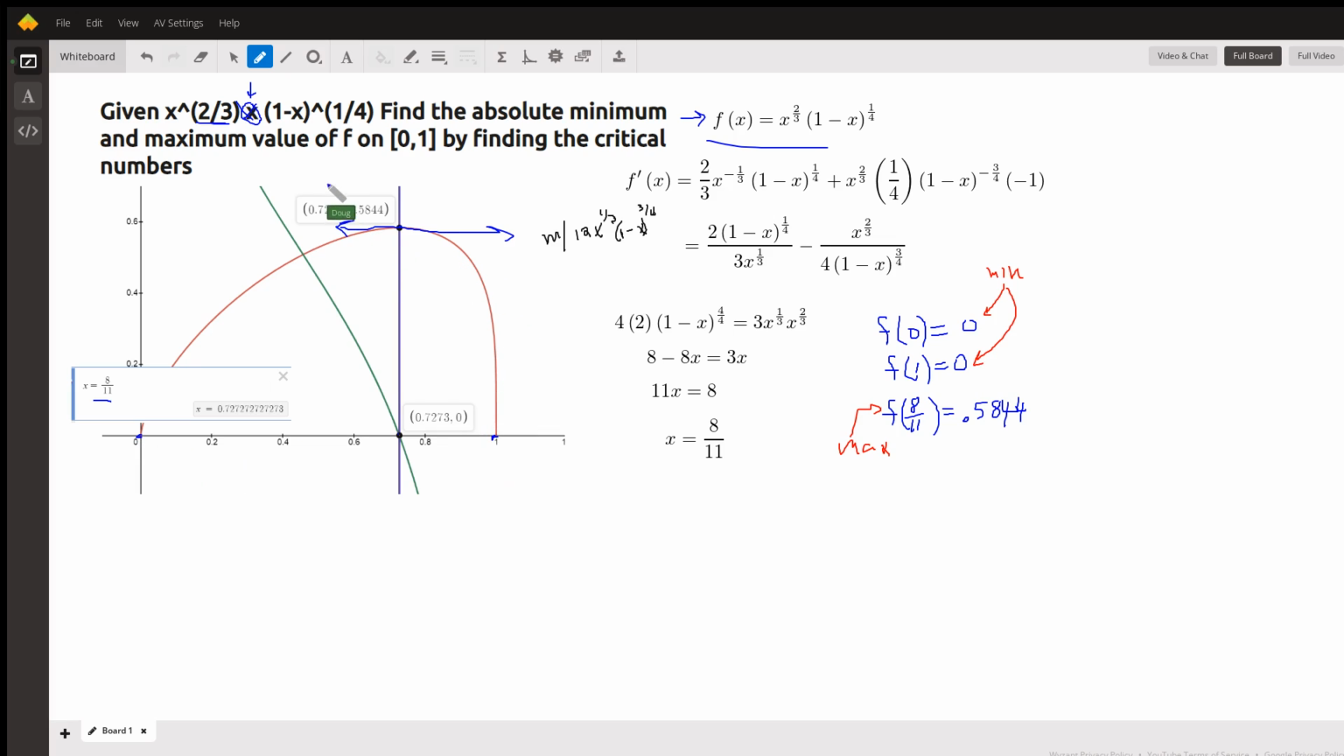Okay, so the question is, how can we figure out this 8/11 here, where the absolute maximum on that interval actually occurs? So we'll apply the product rule. We'll take the derivative of the first function, which is 2/3 x to the minus 1/3, times the second function, which is just 1 minus x to the 1/4, plus the first function times the derivative of the second. So we'll apply the power rule, 1/4 down front, reduce the exponent by 1, or 4/4, becomes negative 3/4. Then we have to apply the chain rule. The derivative of the inside is negative 1.